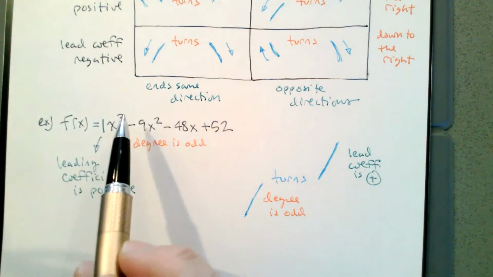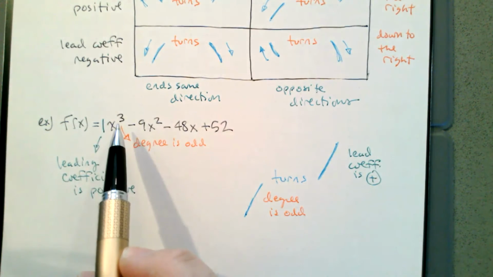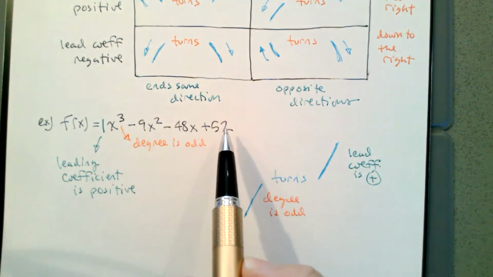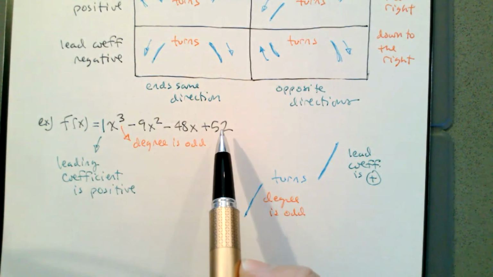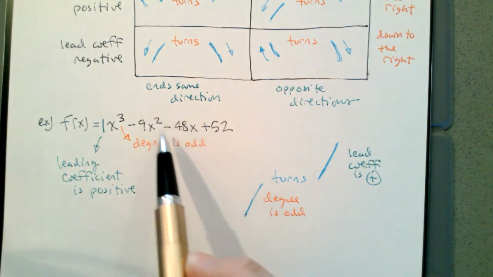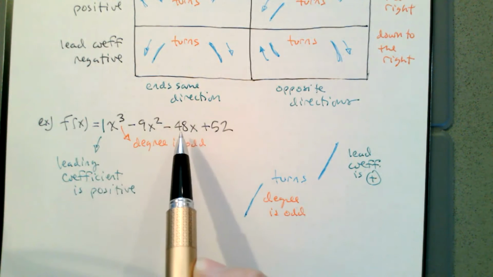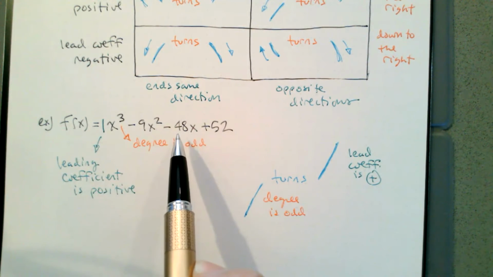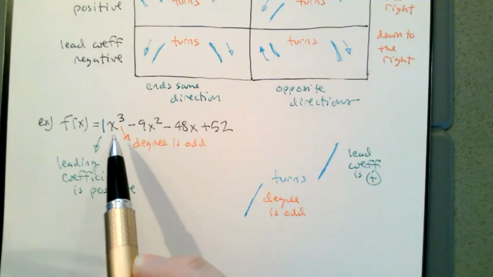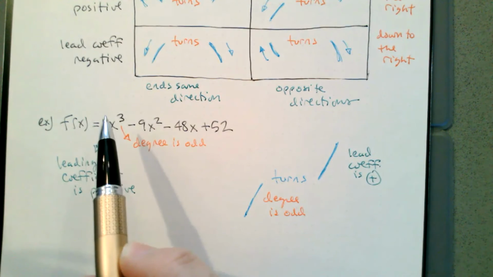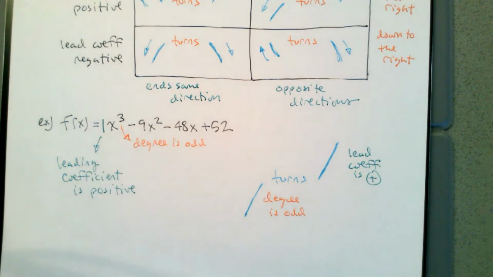When x is 1,000,000, this 52 doesn't really matter that much. When x is 1,000,000, even though this term is negative 48 million, that's negative 48 times 10 to the 6, this x to the third is 1,000,000 to the third. That's a 10 to the 18th. 10 to the 18th makes 10 to the 6 irrelevant.